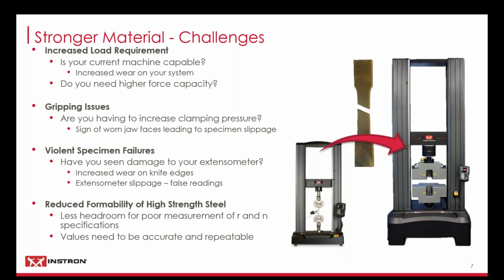And then, of course, reduced formability due to the higher strength. If you've always been just above your minimum spec for your R and N values, the reduced formability could make it even more difficult for you. So it really shows that you need to accurately and repeatedly be able to measure your R and N values. And that can certainly be done with the proper equipment.